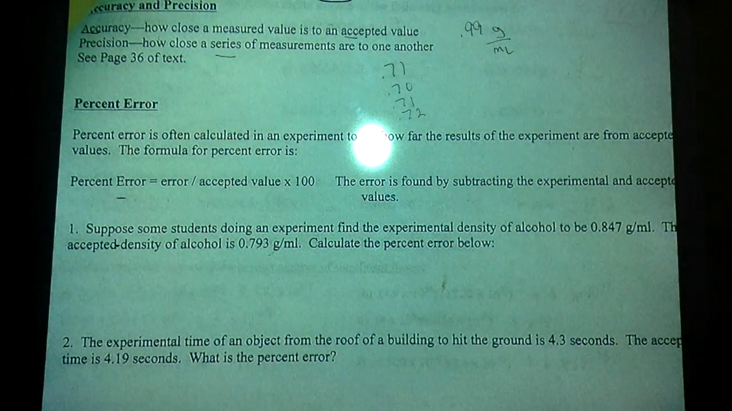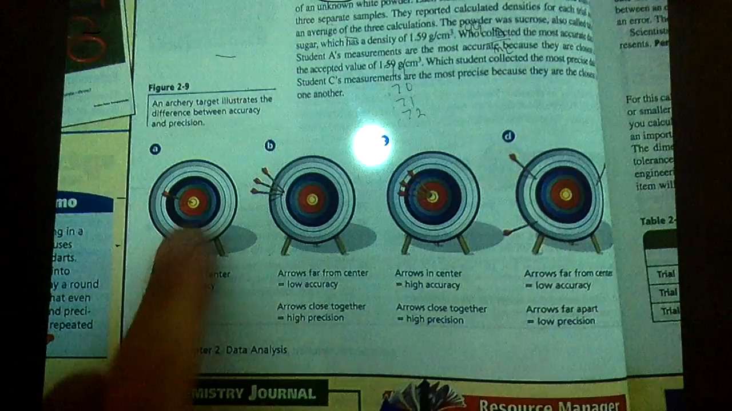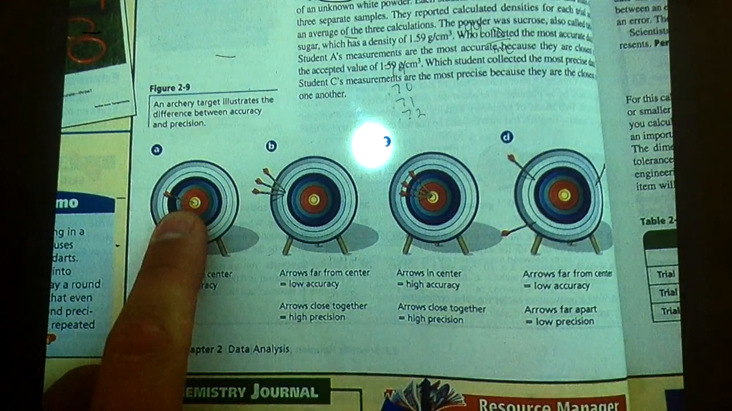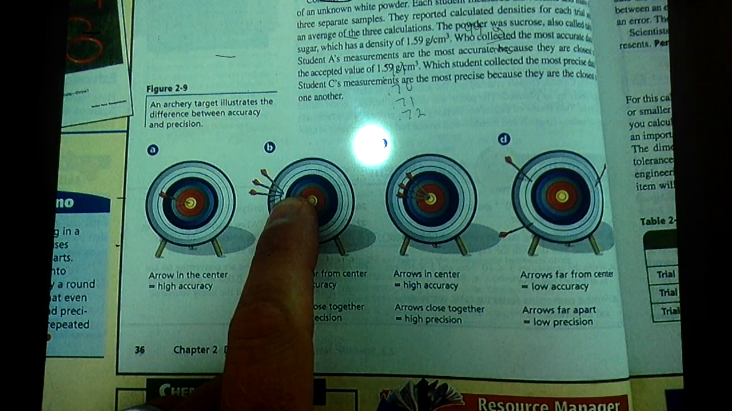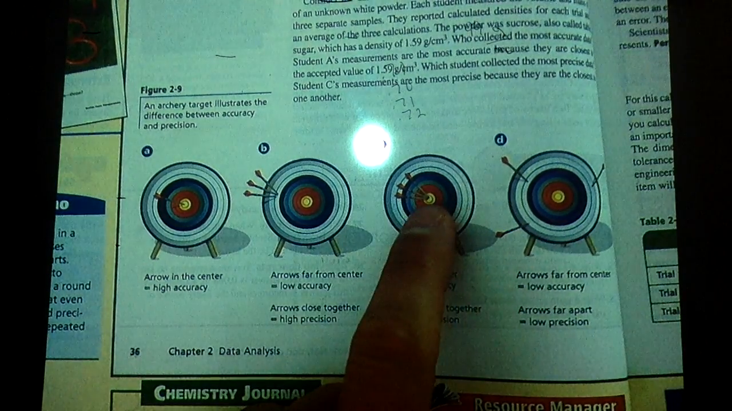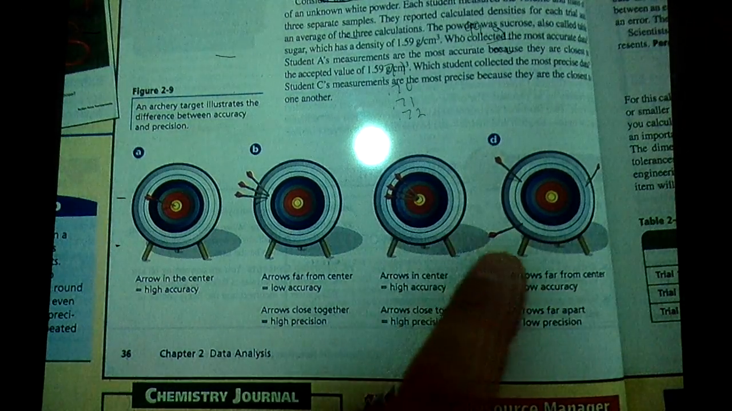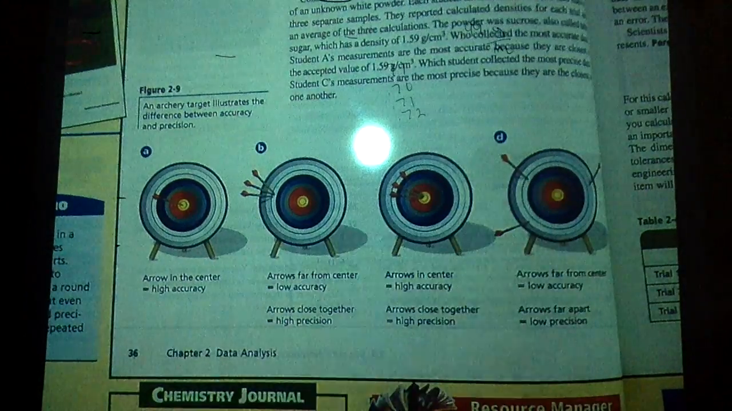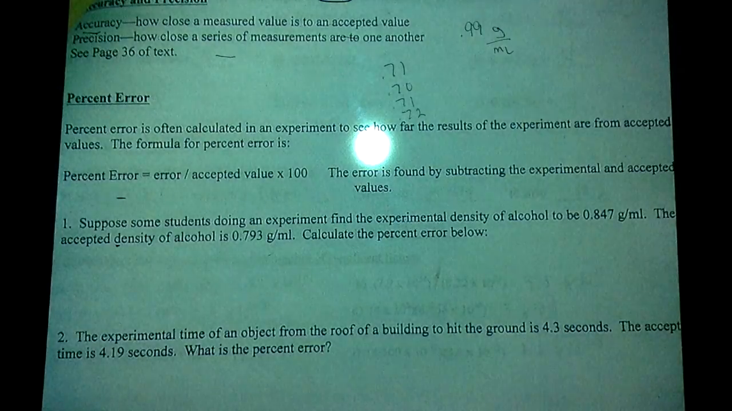Here's another example. If you were shooting arrows at a target, when you hit the center, that means you're accurate. This one, all 3 arrows are in the same spot, so it's precise, but it's not accurate because you're not in the center. This one is precise and accurate. They're in the center, so that makes them accurate, and all 3 in the same spot. This one is not accurate or precise. None of them are in the middle, and they're not all in the same spot. So that's the difference between accuracy and precision.